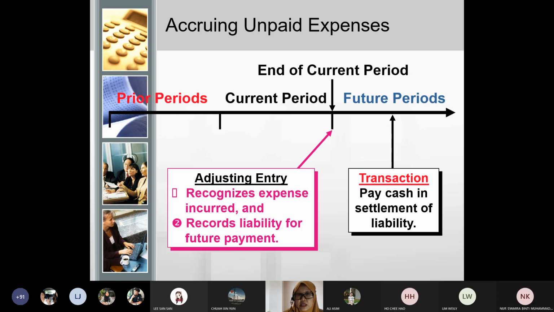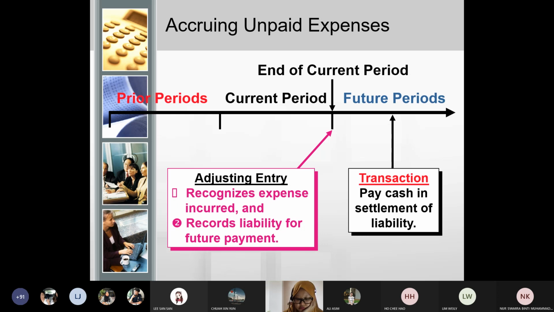Okay, so one of the keys to understanding the accrual of expenses is that, firstly, you need to realize that these are expenses that have been incurred in the current accounting period but not paid yet, because they will be paid in the following accounting period. So in this case, the cash will be paid in a future period.